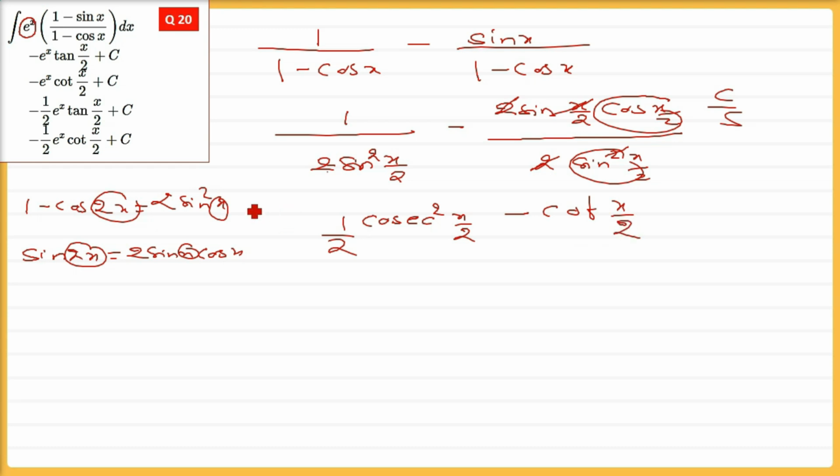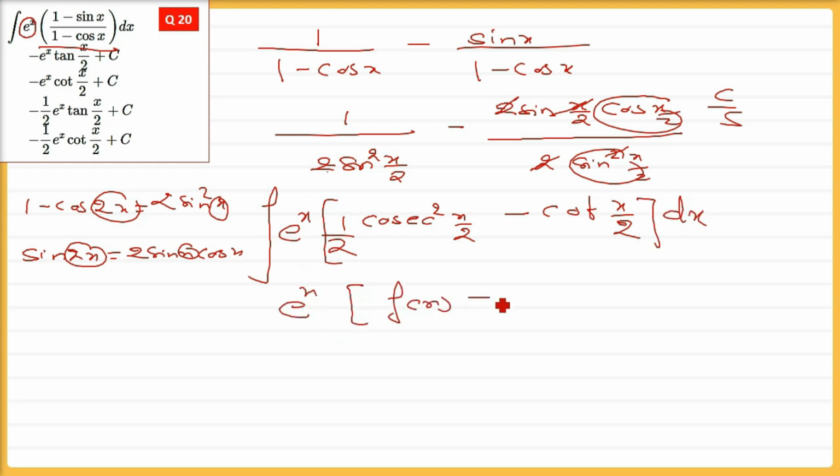Now we are approaching this because we want to integrate. E raise x is already there. Now we are integrating. But one thing which I see here is I want to match it with e raise x into f x plus f dash x. For that we need f x first and then f dash x second. That's the default trivial thing which we were doing earlier. The result will be e raise x f x after the integration. But f x cannot be taken as half cosec square x by 2. F x will be taken as cot x by 2.